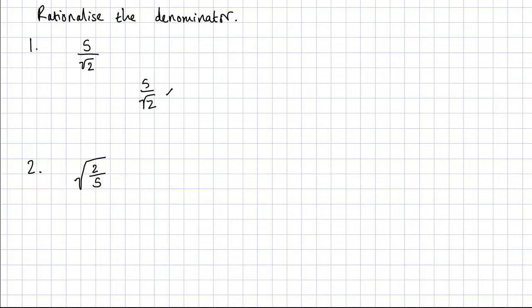If I multiply this by root 2 over root 2, I know that root 2 times root 2 just gives me 2. So then my denominator will be rational. So this will give me 5 root 2 over root 2 times root 2, which is equal to 5 root 2 over 2.